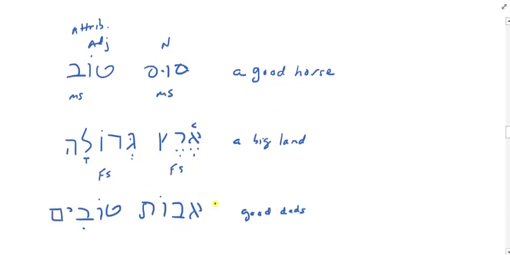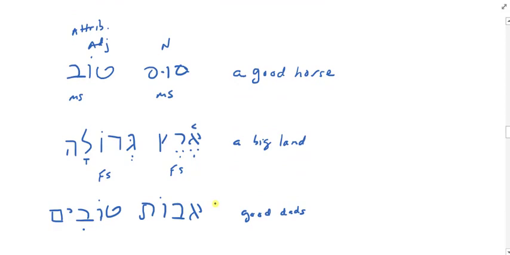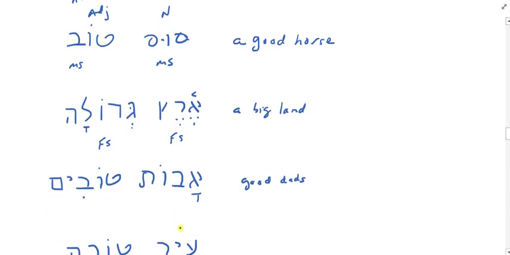Okay? Look at Avot Tovim. What is Av? It's father. Avot is fathers. What gender and number is Avot? It's masculine plural, okay? Remember, Av is one, Avot is plural, but it's still masculine even though it looks feminine plural. And so the adjective that's attributive has to agree with it. Look, I have Tovim. That's also masculine plural, and they're both not definite. And so this is an attributive adjective. Good dads or good fathers.